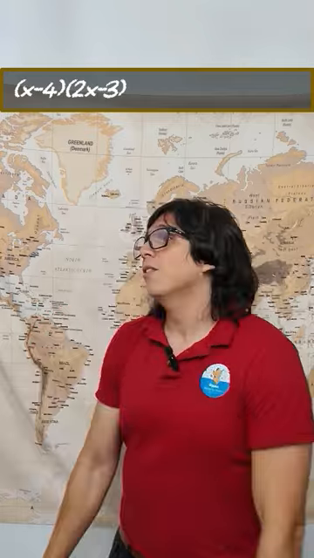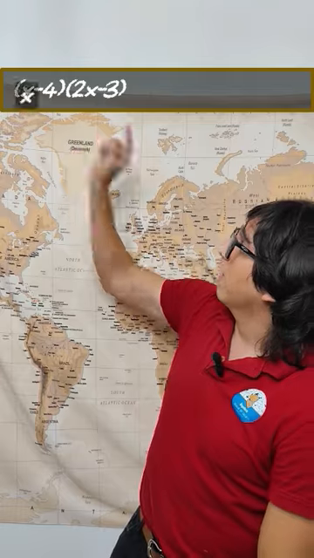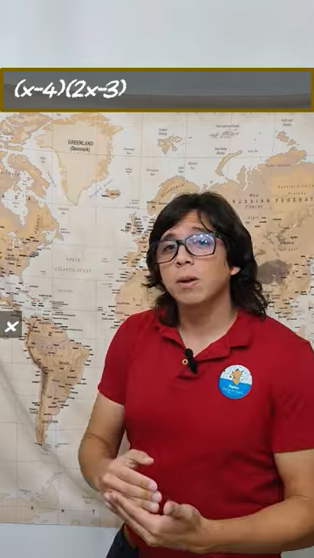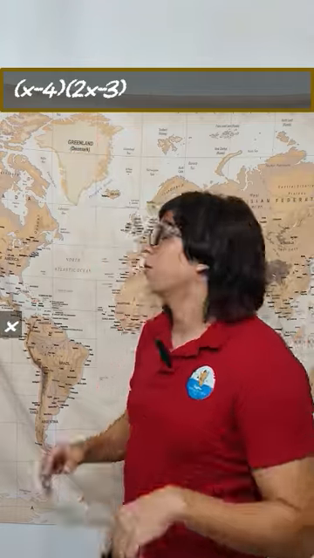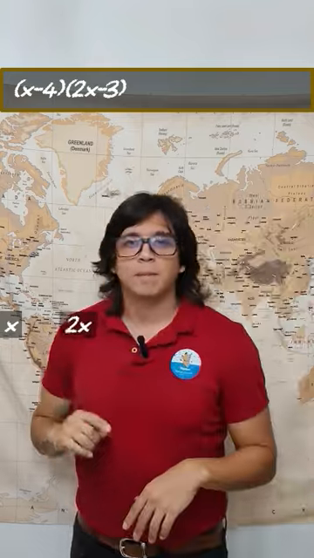Well, we take the first term of the first parenthesis, that x, and we multiply it by the first term in the second parenthesis, the 2x. X times 2x is 2x squared, and we move it to our answer.